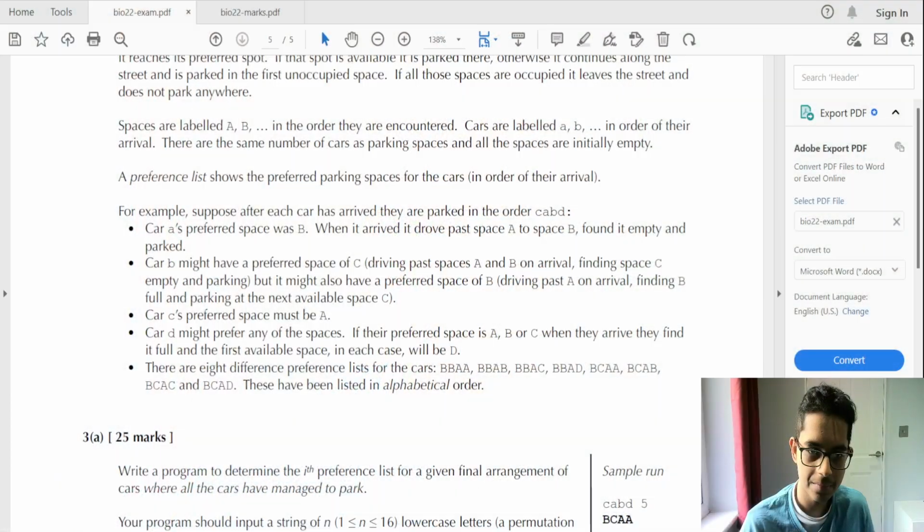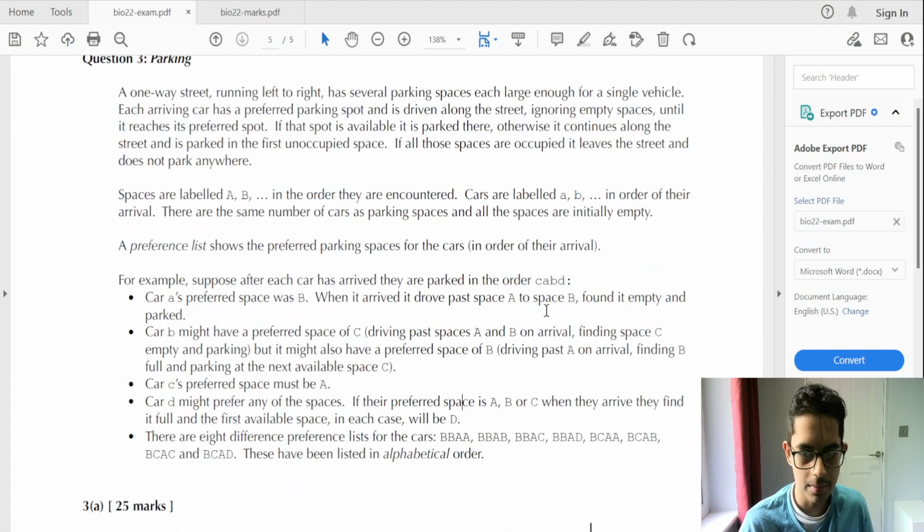Today we'll be taking a look at a British Informatics Olympiad question, from the 2022 paper, the third question. So let's have a quick look at the question. I'll let you give a quick read of the question before I then jump to the solution. Here it is on the screen.